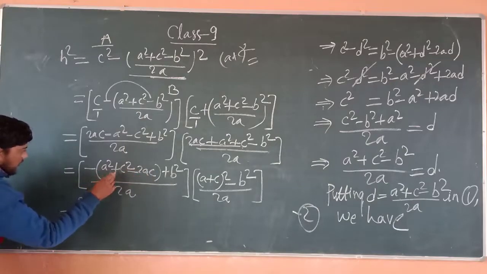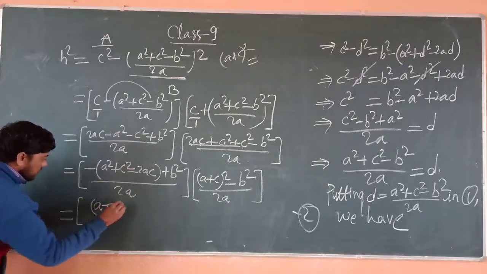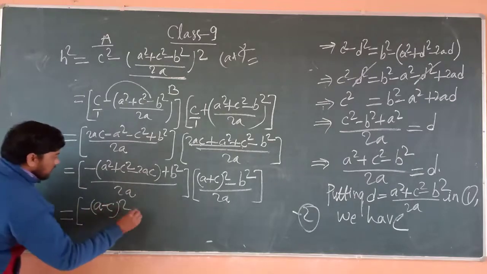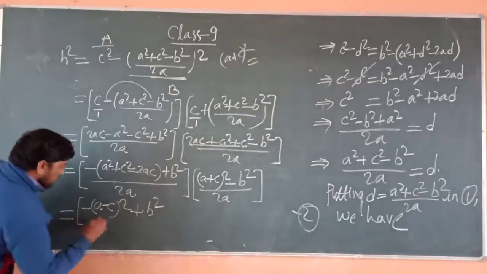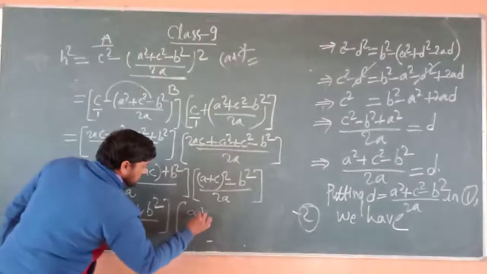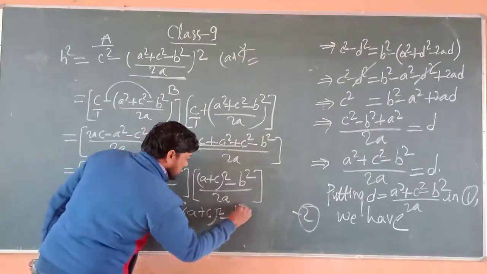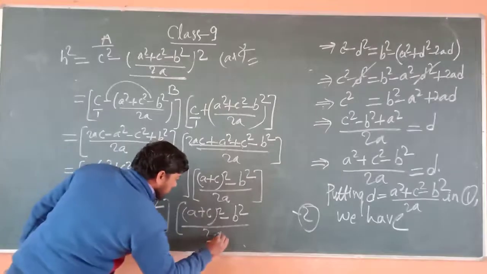We can write it as A minus C to the whole square, plus B square upon 2A, into A plus C to the whole square minus B square upon 2A.